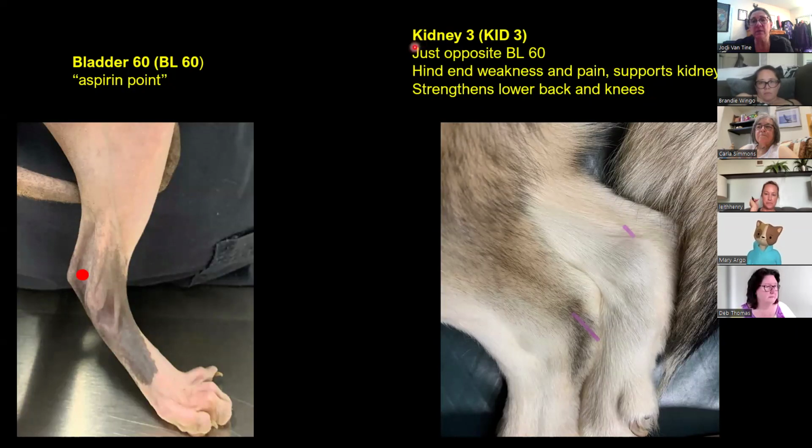Okay, so these are two easy points. Again, you can just grab the back of the hock and just kind of squeeze and apply acupressure or do a little massage. And you're going to help with these animals that have hind end weakness, a painful hind end, painful lower back and knees, and also afford some analgesia and some pain relief.